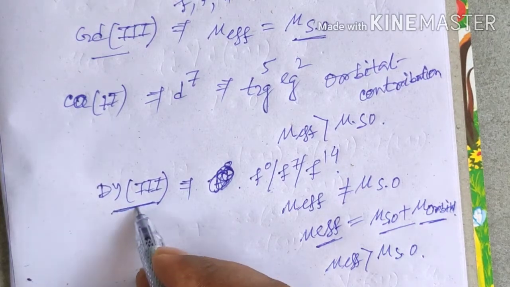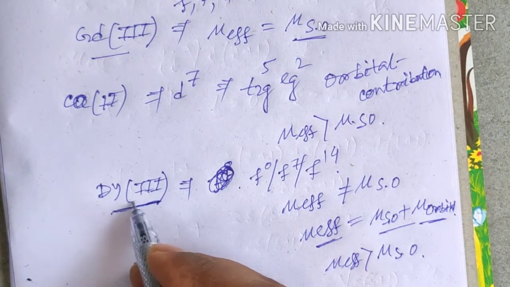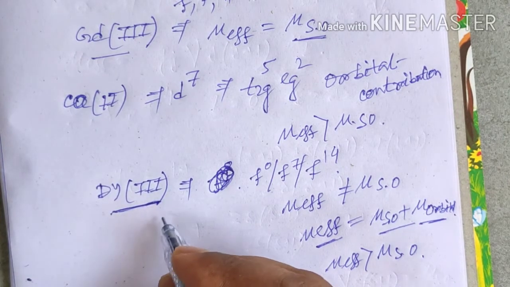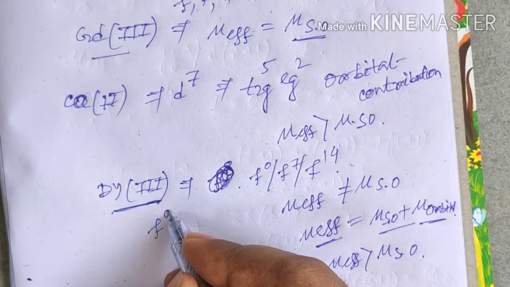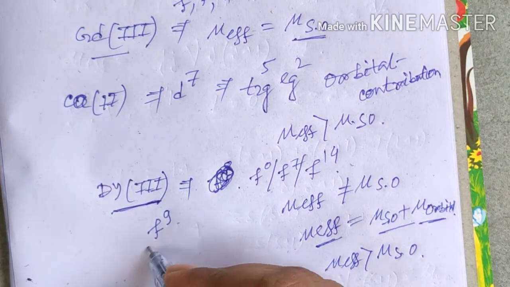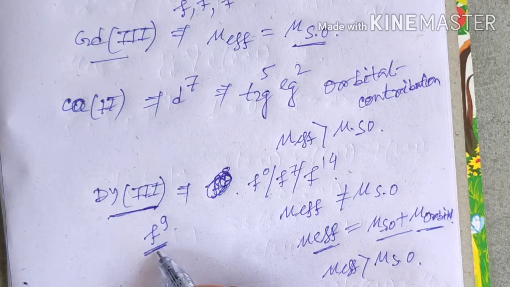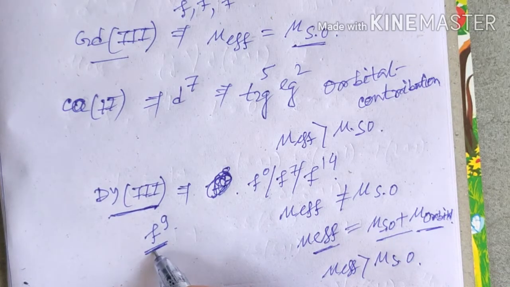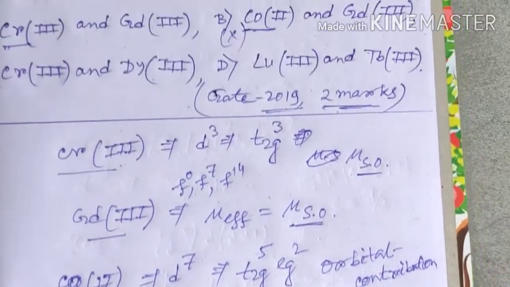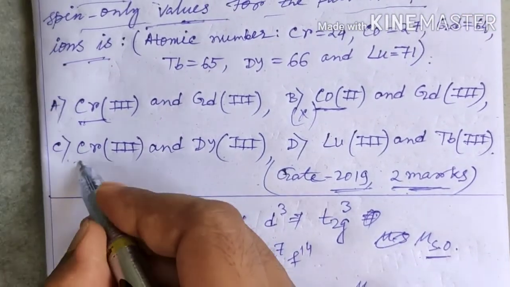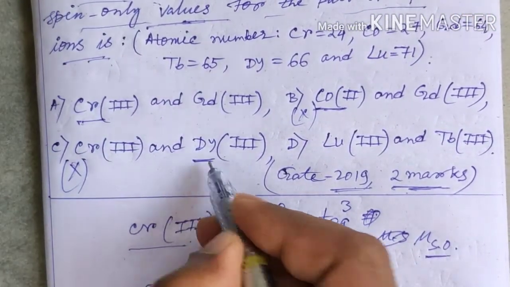Just see the f electronic configuration for this dysprosium 3+ ion. As I guess, it will be f9. I am not sure about this. Just check from any literature, you will get the correct electronic configuration. So option number C is also not correct, since it is not valid.